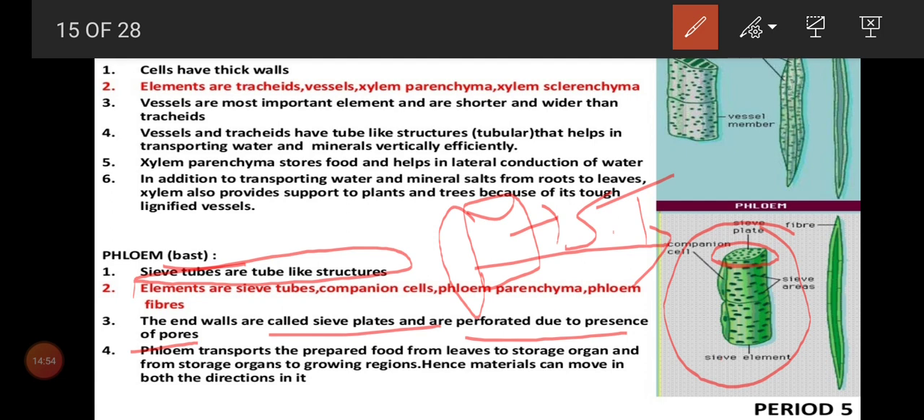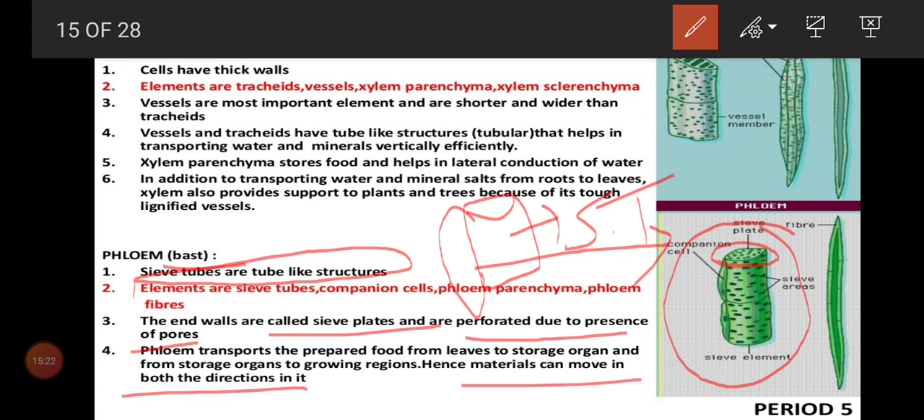Because of pores only, there is a chance of passing food items from one tube to another tube. So because of the presence of pores, we call it perforated or sieve plate. Both are synonyms. And the phloem transports the prepared food from leaves to storage organs and from storage organs to growing regions. Hence, materials can move in both directions.